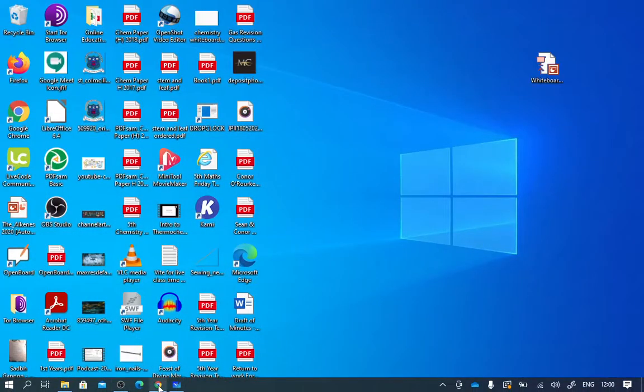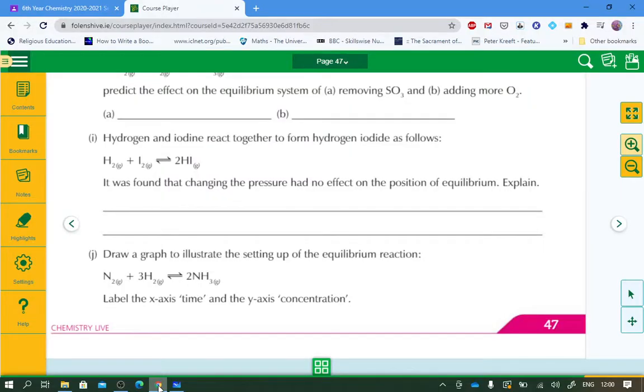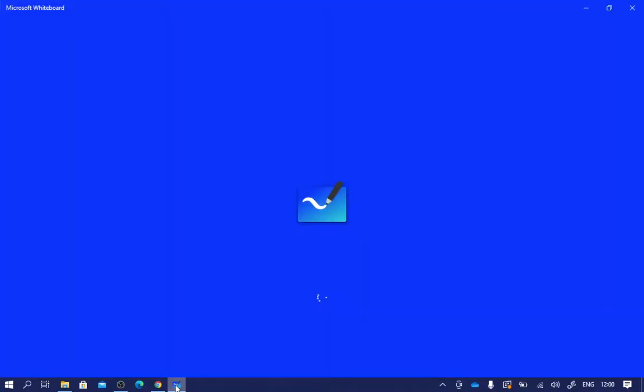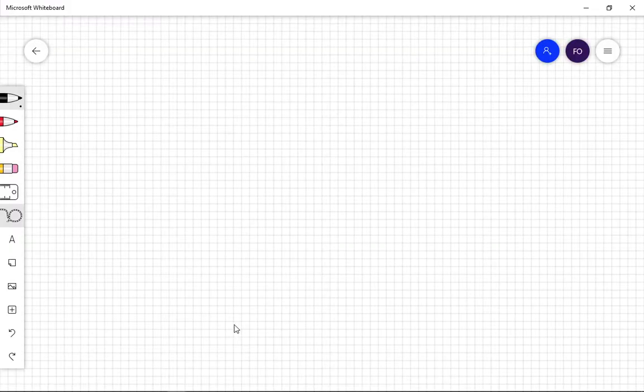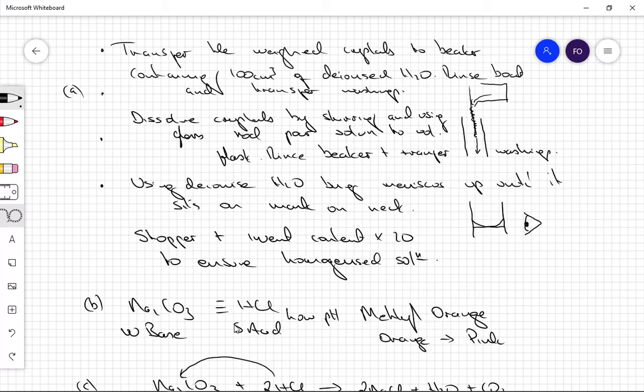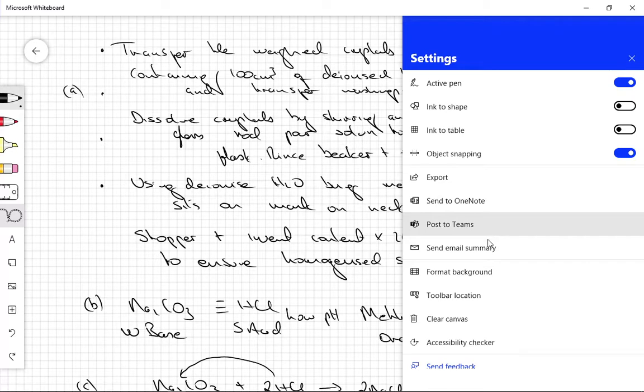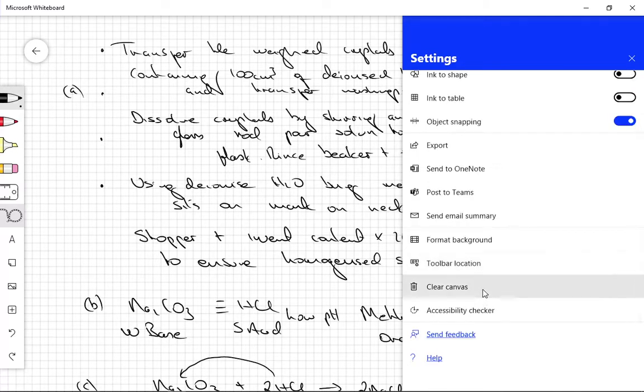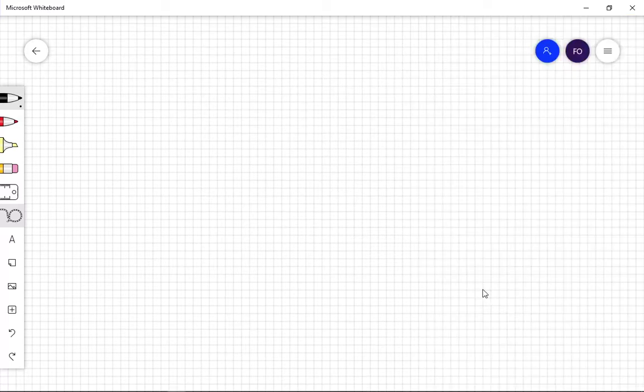So what are we told to do? We're told to label the x-axis as time and the y-axis as concentration. And then we're reacting N2 and 3H2 with 2NH3. So we're starting off at N2 and H2, ending up at NH3. Okay. Now, oh, look at that. That was from last year. Isn't that incredible? Let's try and blank the whole thing if I can. Can I? Clear the canvas. Hooray. Okay, so let's see now if we can work this out.